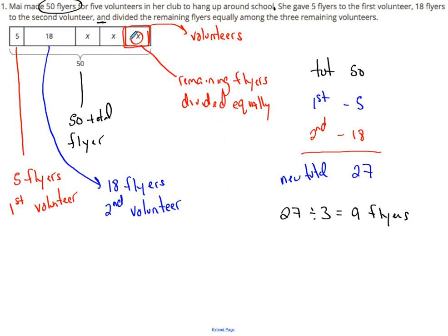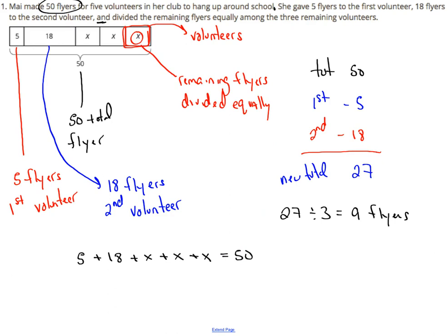So I'm going to look at my tape diagram. The 5, the 18, the x, and the x all will equal 50. So let's write that down. 5 plus 18 plus x plus x plus x all equals 50.